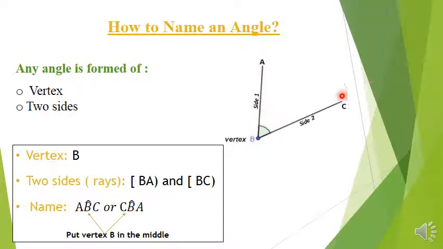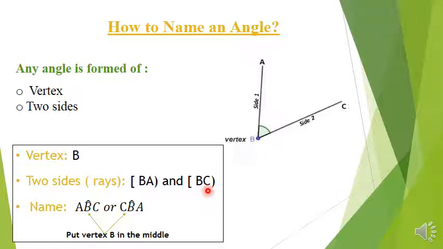How to name a side? We name a side using two letters, starting with the vertex, with the starting point. BA. B is closed, we put a bracket, and at A we put a parenthesis. Here we don't have an ending point. The other side is BC. We start at B, the vertex. It's closed at B, and we put a parenthesis at C.